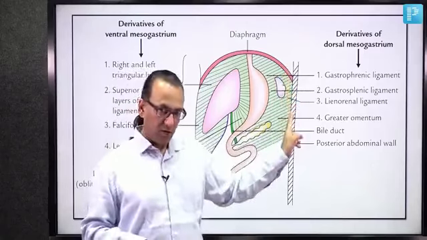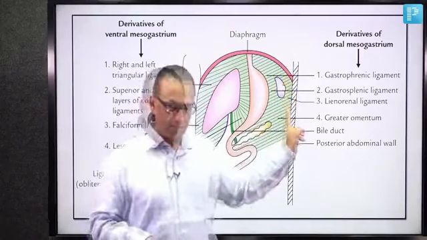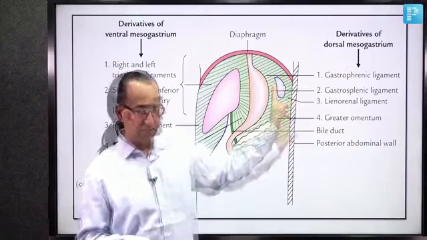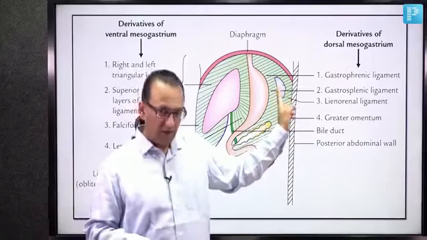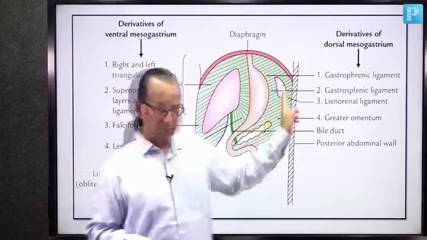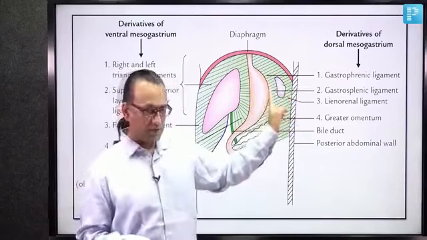The abdominal aorta, which is lying on the posterior abdominal wall, will be giving the splenic artery to the spleen, and that splenic artery will be carried by the splenorenal ligament. The splenic artery gives some branches to the greater curvature of the stomach, that is the short gastric arteries, which will then be carried by the splenogastric ligament.